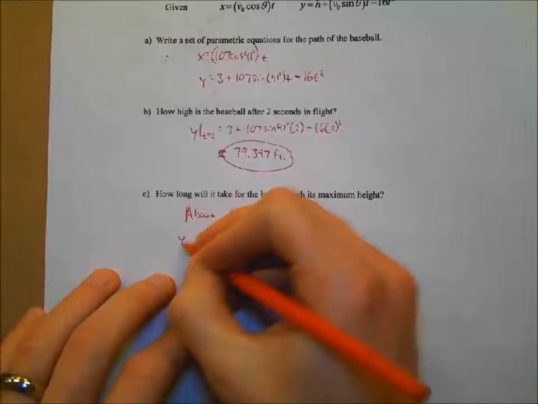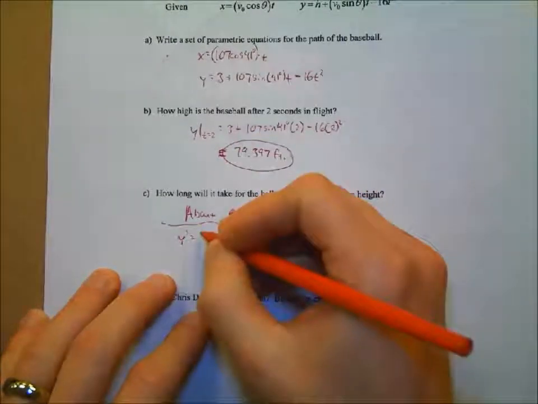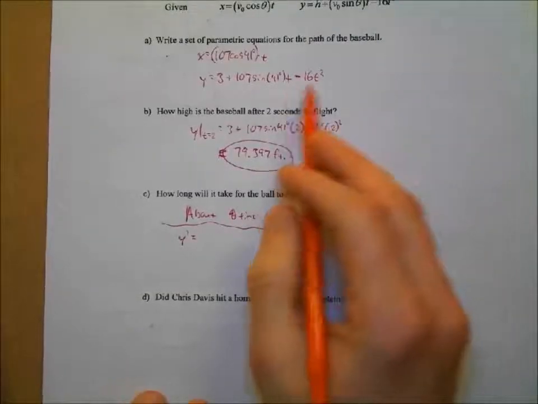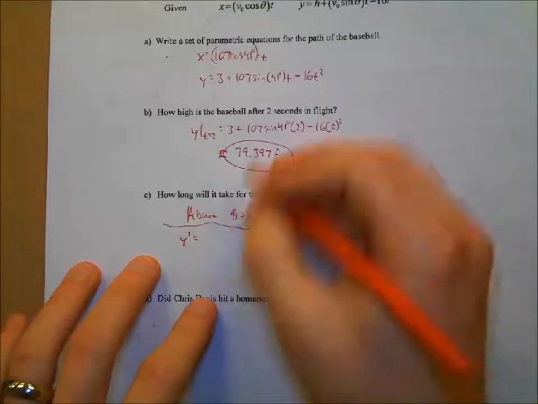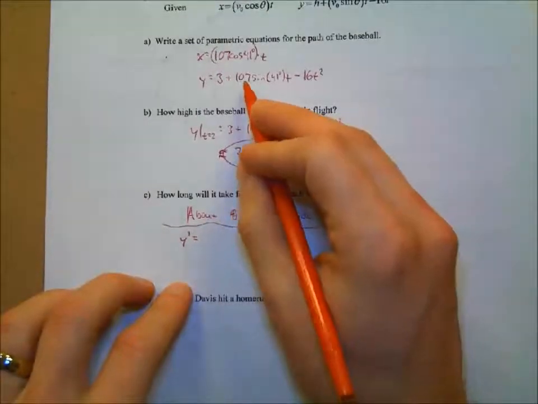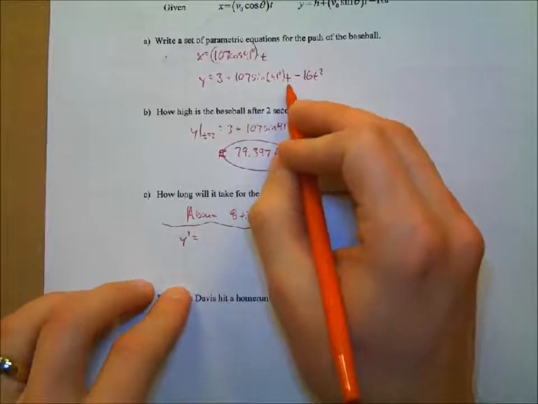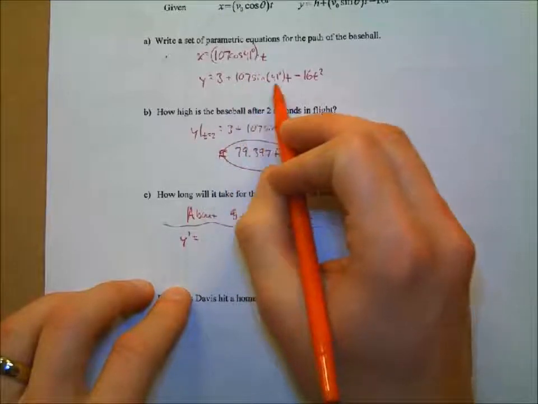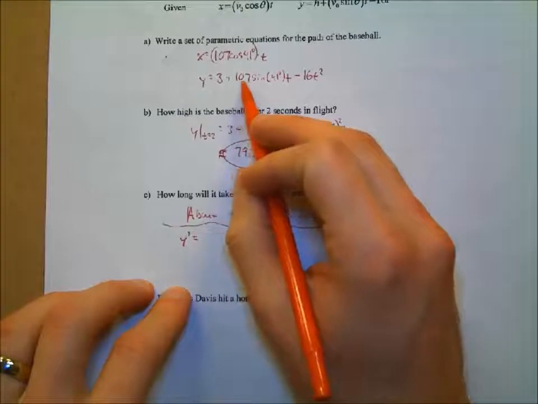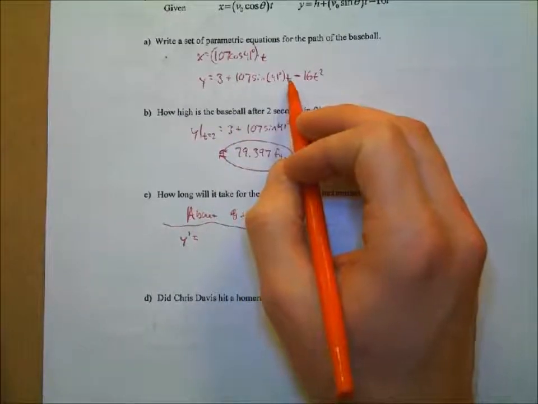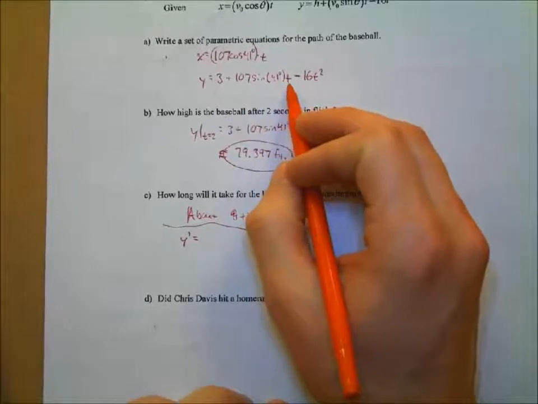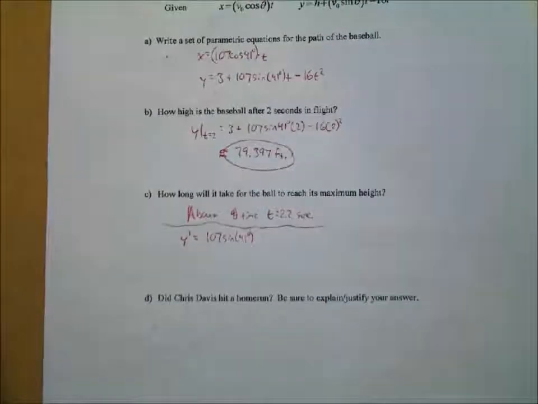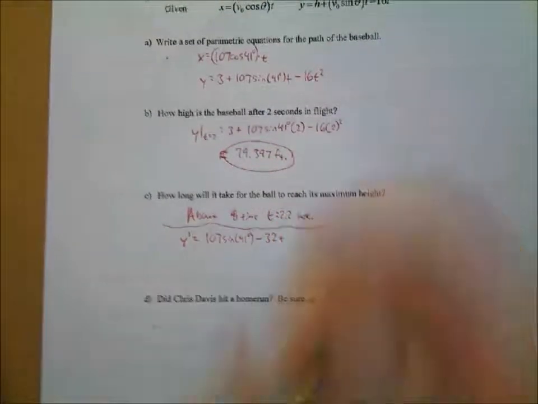So y prime. We're going to take the derivative with respect to what variable? T, because t is now our independent variable here. The derivative of 3 is just 0. The derivative of 107 sine 41 degrees t: do we need the product rule here? No, this all right here is a constant. So this is literally like 2 times t. What's the derivative of 2 times t? It's just 2. What's the derivative of 107 sine 41 times t? It's just 107 sine 41 degrees, minus 32t.